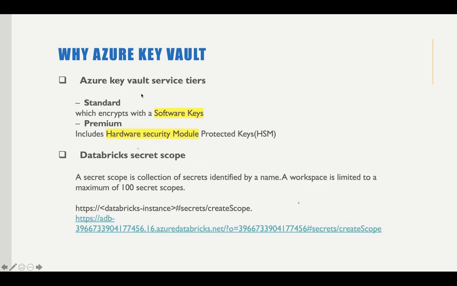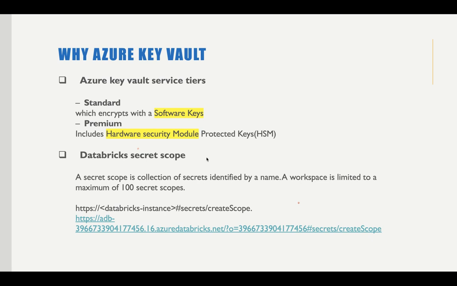There are basically two tiers in Azure Key Vault. The first one is the standard tier. Standard tier will encrypt using software keys. And the second one is the premium tier. Premium tier includes a hardware security module. This is also another important question from the examination point of view of AZ-303. We can expect one question from this concept.